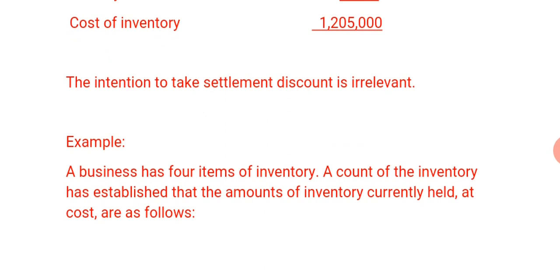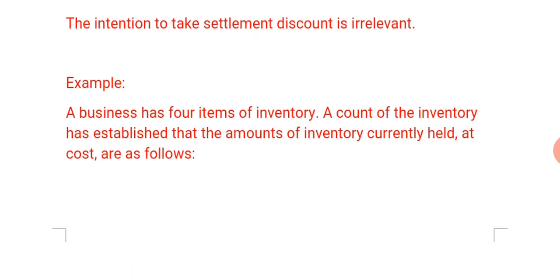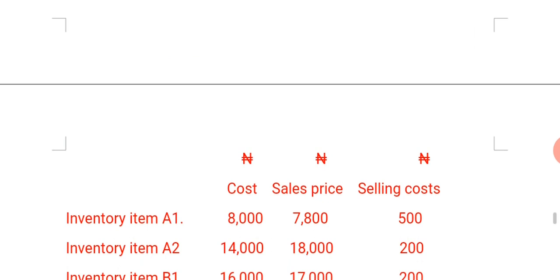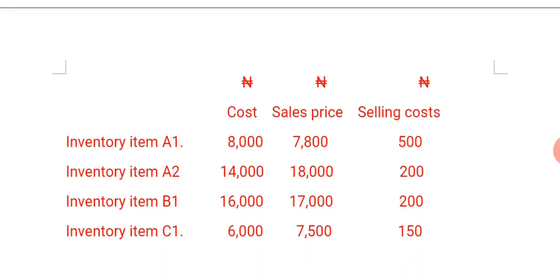It says the intention to take settlement discounts, which is cash discount, is irrelevant. So we settled that. Example 2: a business has 4 items of inventory. A count of the inventory has established that the amounts of inventory currently held at cost are as follows. We have first inventory A1, second A2, third B1, fourth C1. Their costs are 8,000 for A1, 14,000 for A2, 16,000 for B1, 6,000 for C1.